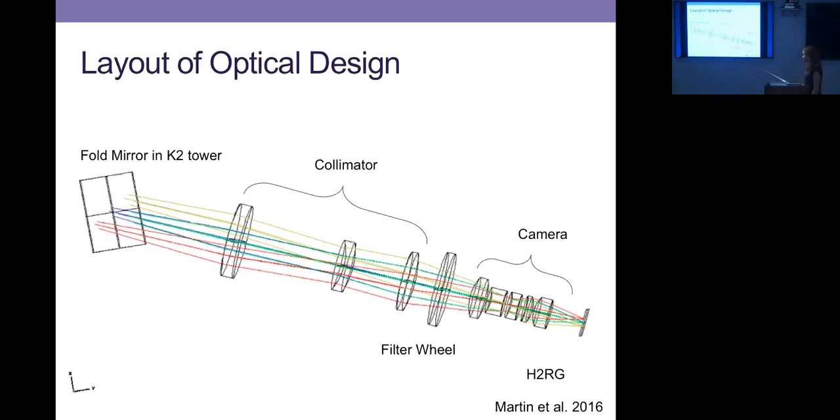And so when we've got light coming in from the fold mirror here, it goes first through a collimator, and then we actually had to add another filter wheel to the slit viewing camera. These Teledyne detectors are so sensitive in the LM band that you're going to completely blast your detector with thermal background in the LM bands if you don't have a very narrow bandpass filter, so that only a small amount of the LM band light can make it onto the detector. And then finally it goes through a 5-element camera and focuses onto the HAWAII-2RG array.